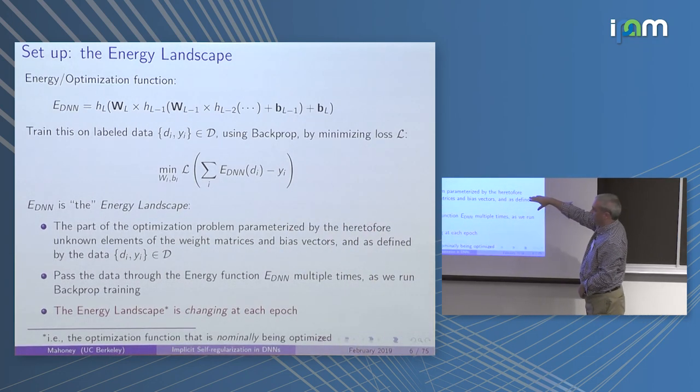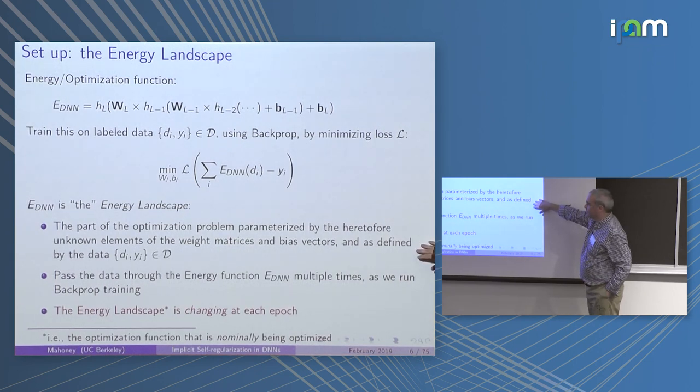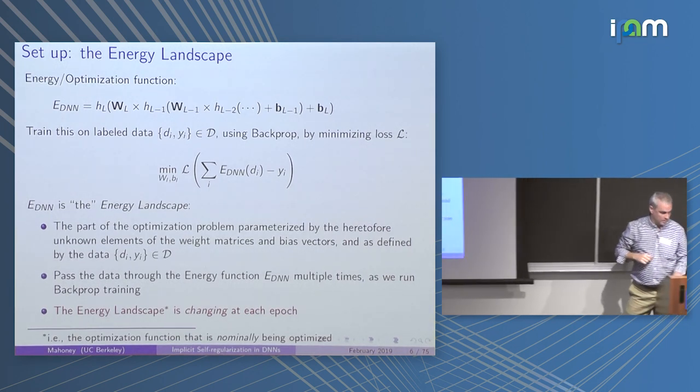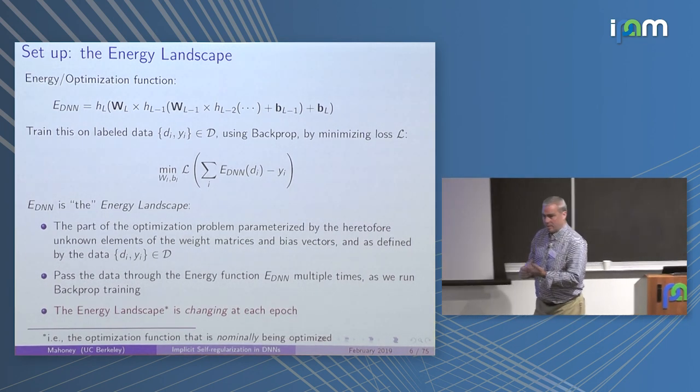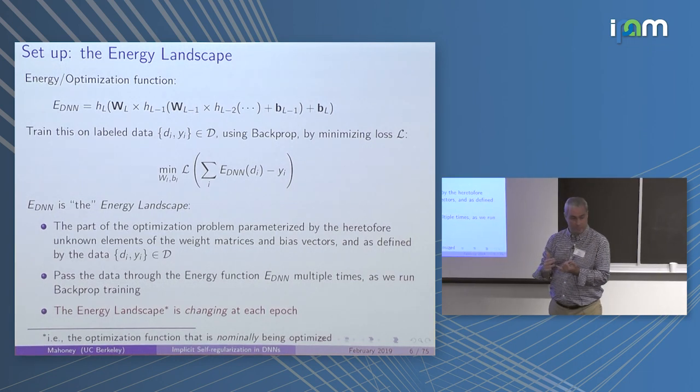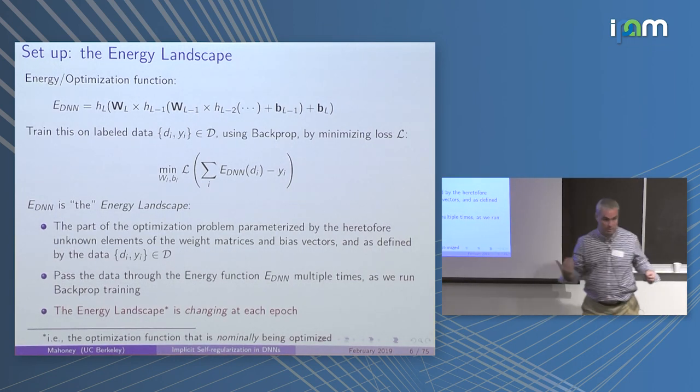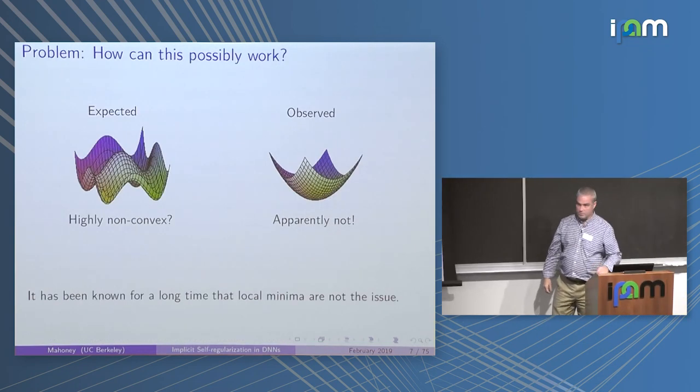So let's think of the E as the part of the energy landscape parameterized by unknown elements, the weight matrices and bias vectors. All right? And so we want to make a statement about this, and maybe how this depends on good data versus bad, how this depends on small data versus large, how this depends on computer vision versus natural language.